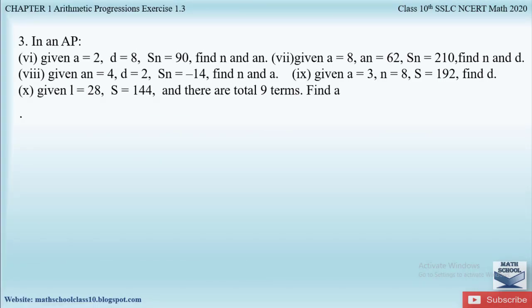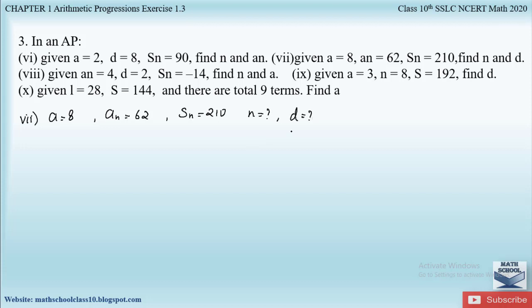Now let us solve the seventh part of question number 3 from exercise 1.3. So here a value is given, that is 8, nth term is given, that is equal to 62, and the sum of the n terms is given, that is equal to 210, and they are asking us to find the n value and d value.